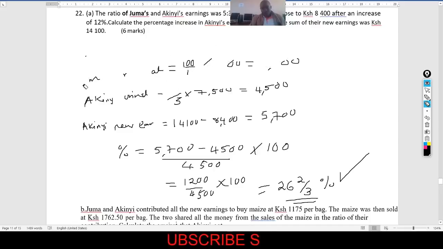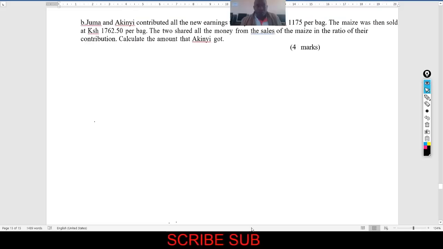That is how you are supposed to tackle that question. Now, part B of the question is that Juma and Akinyi contributed all the new earnings to buy maize at 1,175 shillings per kg. The maize was then sold at 1,762.50 shillings per bag. The two shared all the money from the sales of the maize in the ratio of their contribution. Calculate the amount that Akinyi got.